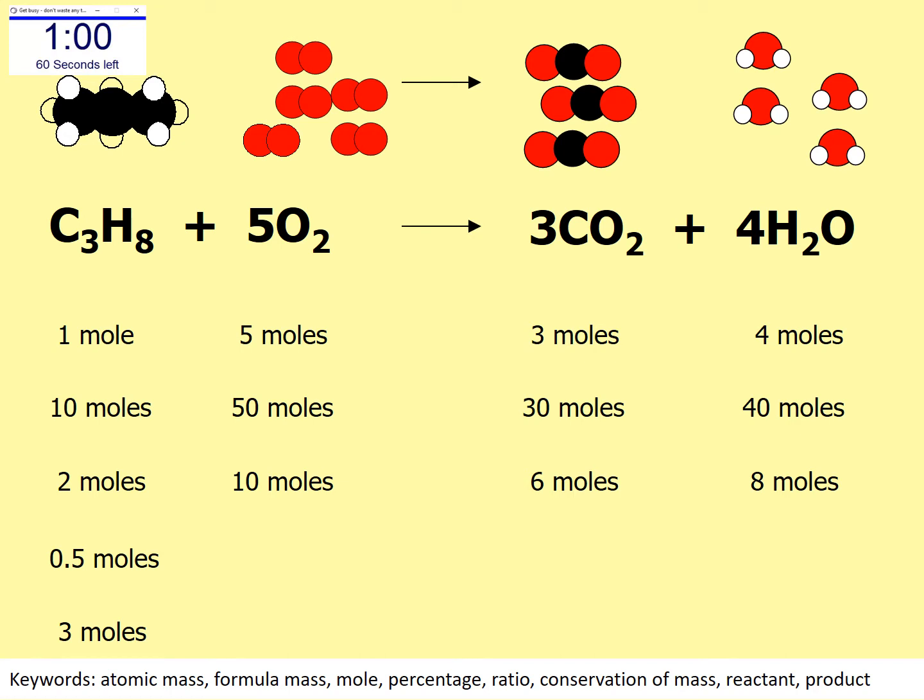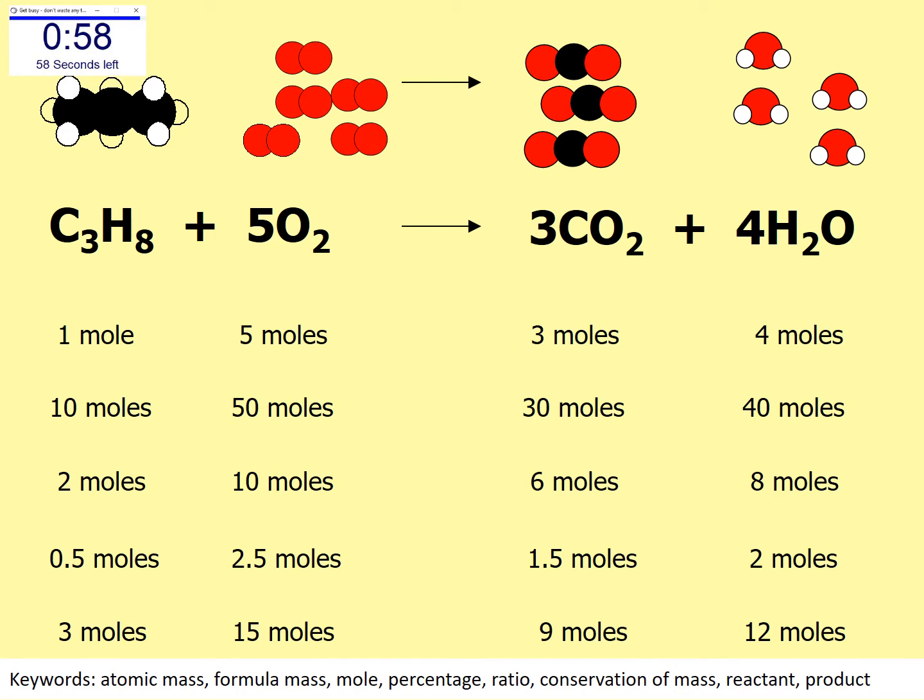If we've halved it, we do the same. We halve the quantities each time. If we've times it by 3, we times all of the other quantities also by 3. So what we are doing is we are keeping the molar ratios the same according to the balanced equation. Well done if you got all of those correct.